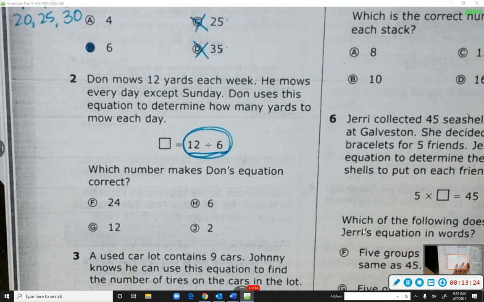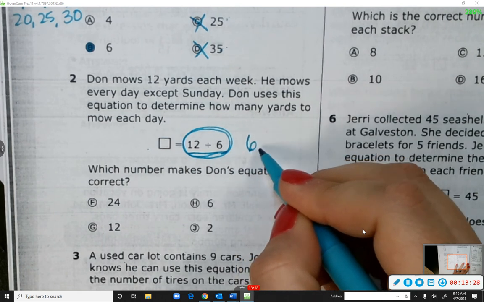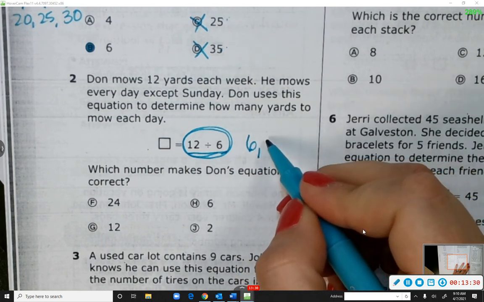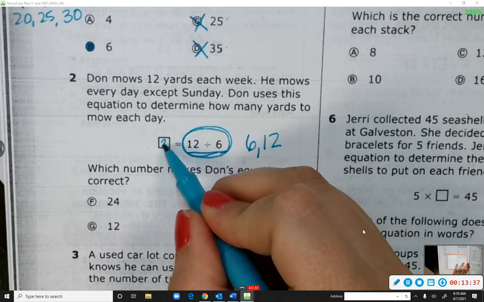An array. Skip count. Okay, skip count by what? Okay, so 6, and then what comes next? 12. I counted twice. So what's my answer? 2. 12 divided by 6 is 2.